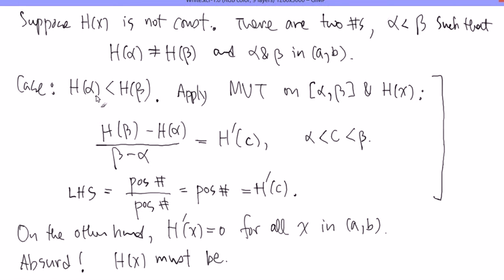But I didn't cover the other case. Maybe h of beta is less than h of alpha, right? You see the only thing that changes is the negative divided by positive. So it's still giving you a non-zero number, so it's a problem, right?